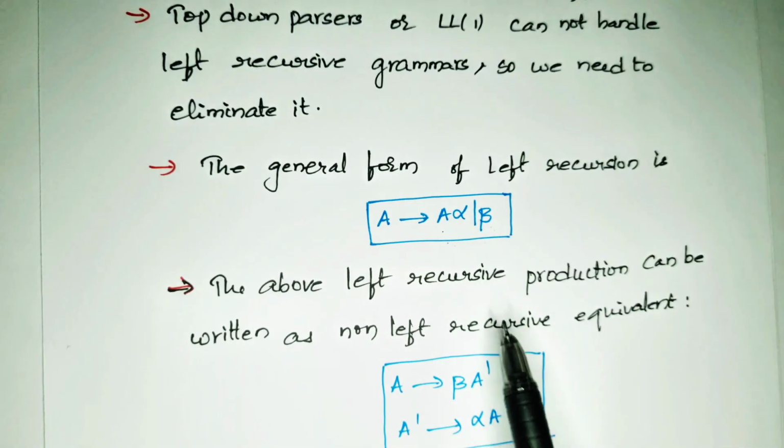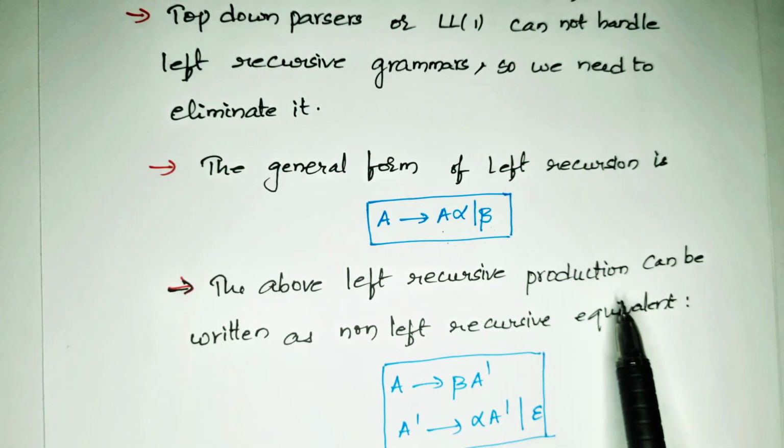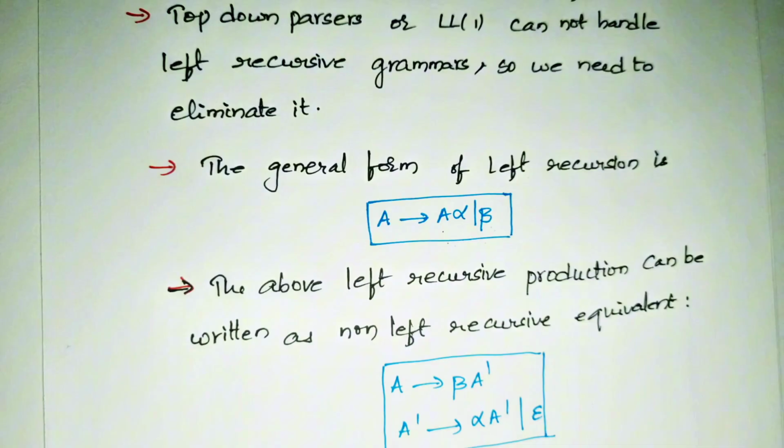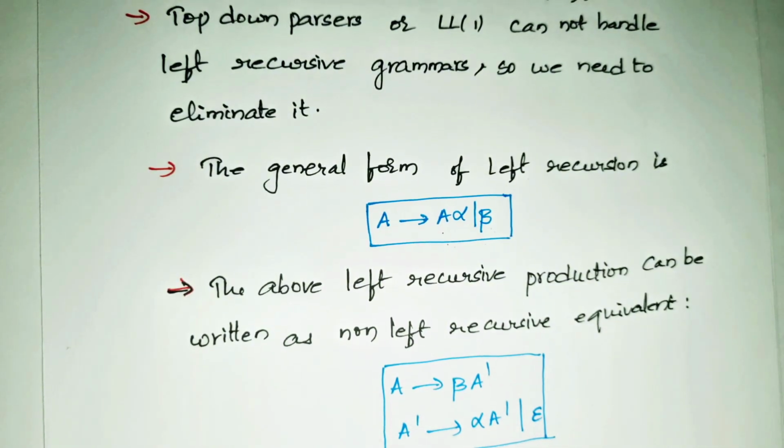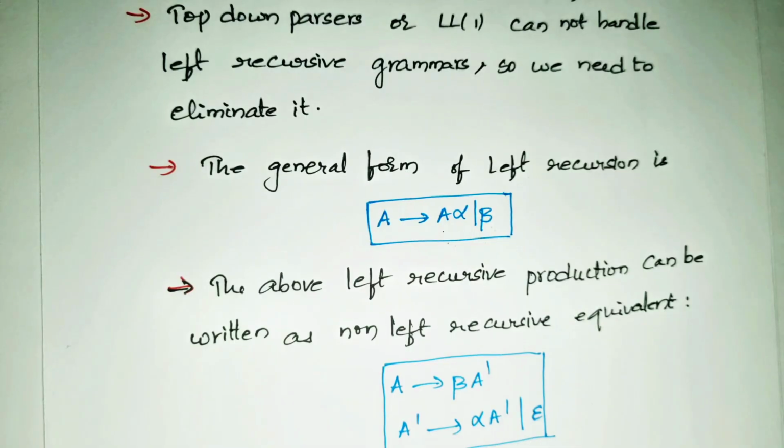To eliminate this left recursion, we will introduce a new non-terminal A dash and rewrite the grammar like this: A goes to beta A dash, A dash goes to alpha A dash or epsilon. Epsilon is nothing but an empty string. This transformation removes left recursion while preserving the language generated by the grammar. As a result, the grammar becomes suitable for top-down parsing techniques such as LL1 parsing.